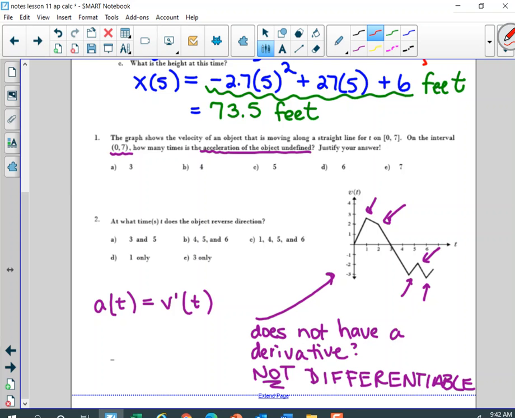So how many times are we not differentiable? How many times do we not have an acceleration? 5.